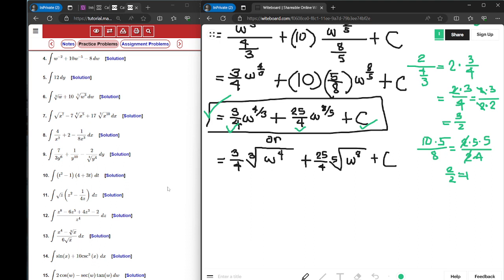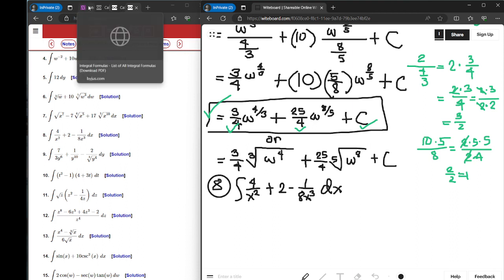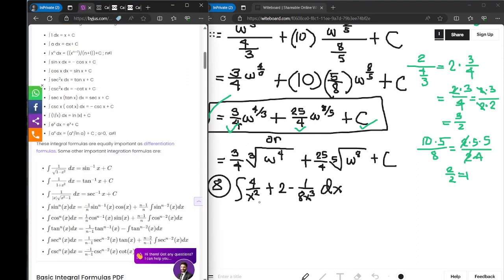So let's proceed with a more challenging one, which is for this one. I'm still in doubt if I can solve this. So let's check. I don't know if I can solve this one. So we have number 8 is 4 over x squared plus 2 minus 1 over 8x cubed dx. Let's check whether there are properties that can be used here.